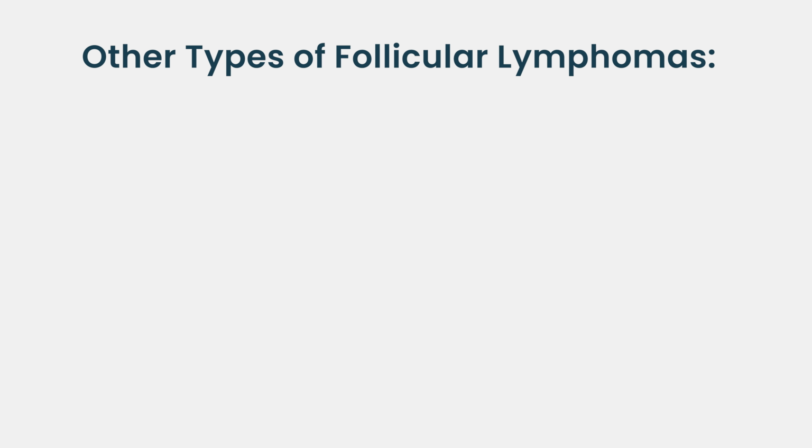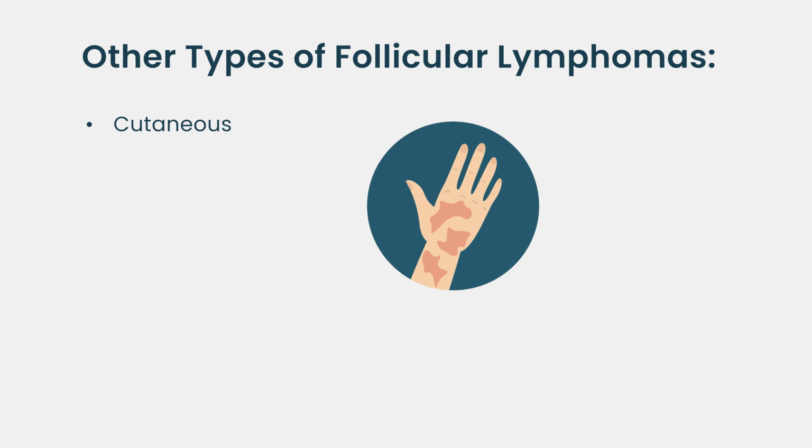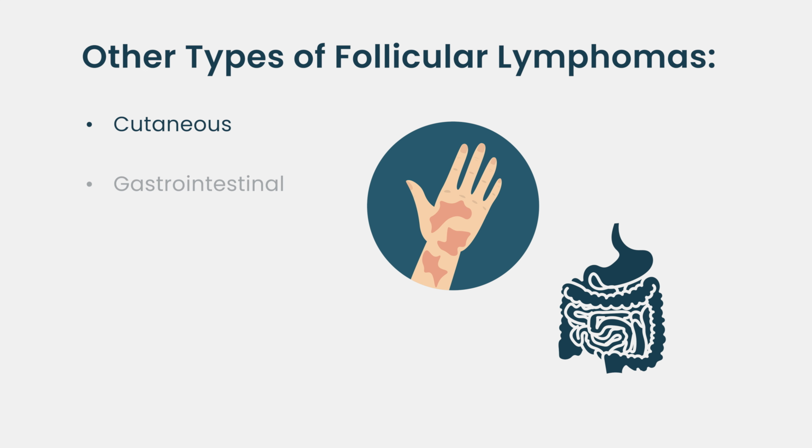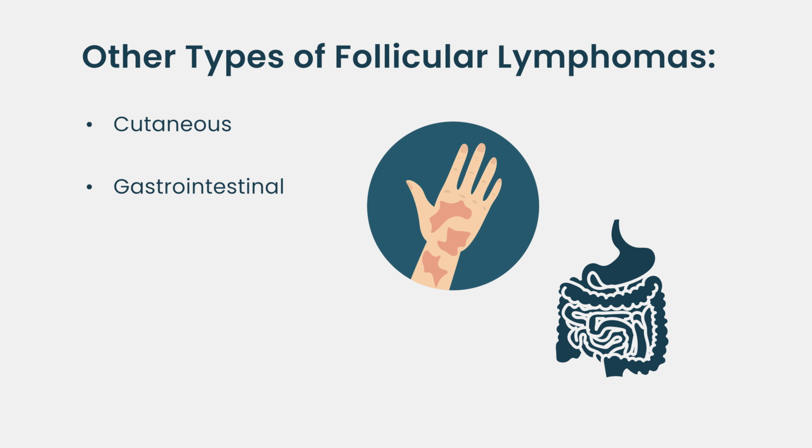There are other types of follicular lymphoma. Sometimes it can be called cutaneous, where it just involves the skin. We can have follicular lymphoma that involves the gastrointestinal tract. So there are different types that can involve different areas. The most common form would be a follicular lymphoma that just involves the lymph nodes themselves.